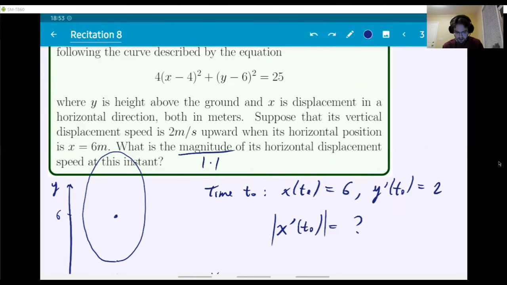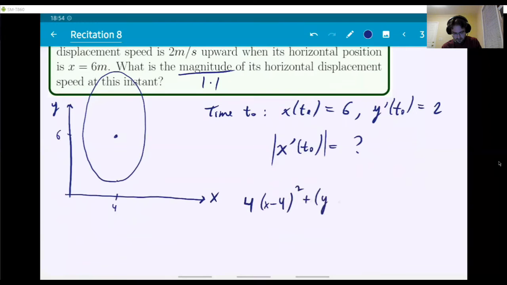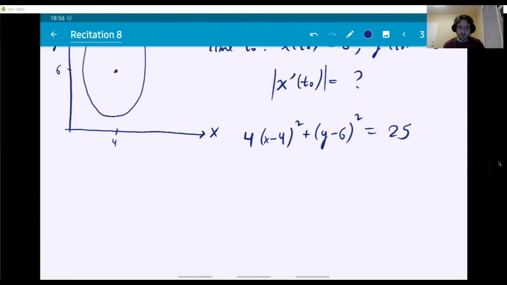Your first step now is write down the relationship between the variables. In this case, we don't have to write it down because it is already given. X and Y are related by this equation: 4 times (x minus 4) squared plus (y minus 6) squared is equal to 25. All right, so we have the relationship between x and y. Your next step after you've done writing this down is take a time derivative.